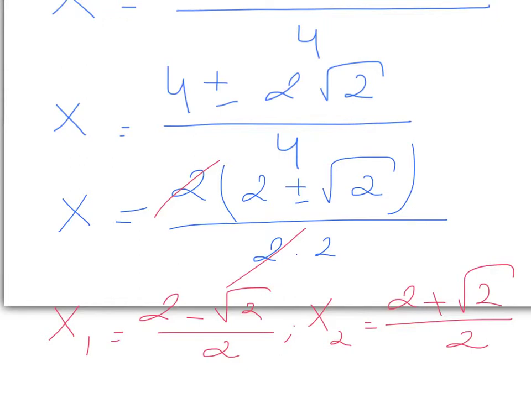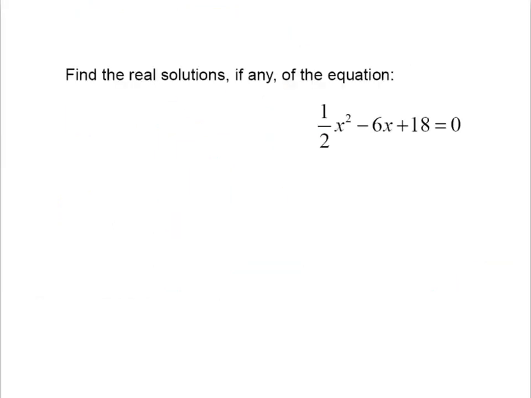Well, let's move to another solution. Let's get another example here. Here we have 1 over 2 x squared minus 6x plus 18 equals 0.